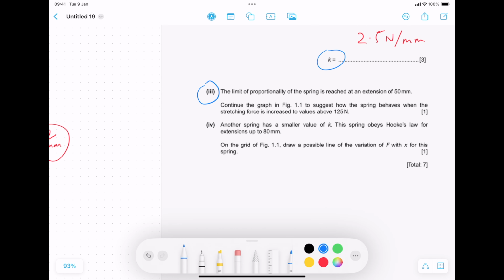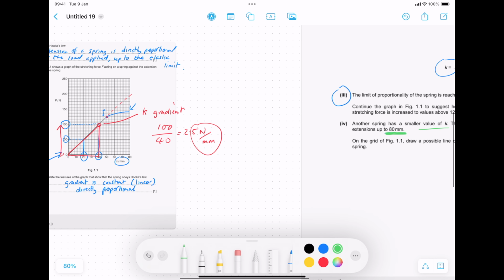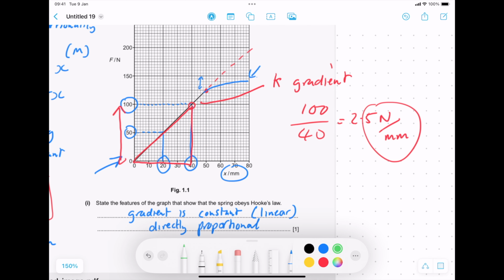Okay, right, finally, another spring has a smaller value of K. This spring obeys Hooke's law for extensions up to 80 millimeter. In fact, I'll do this one in green. Right, up to 80 millimeter. On the grid on figure 1.1, draw a possible line of the variation of F with X for this spring. So it's telling us that the value of K for this spring is smaller. In other words, it has a smaller gradient. And it obeys Hooke's law up to 80 millimeter.